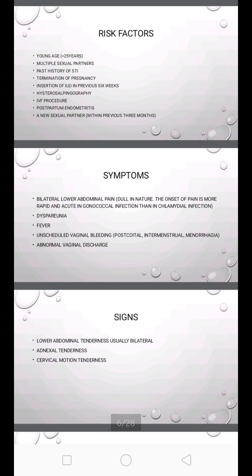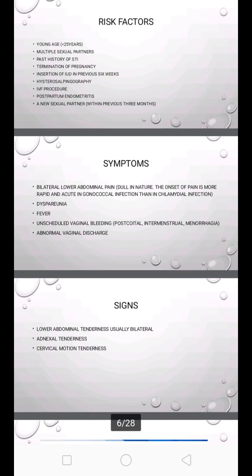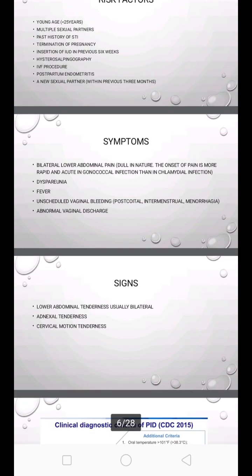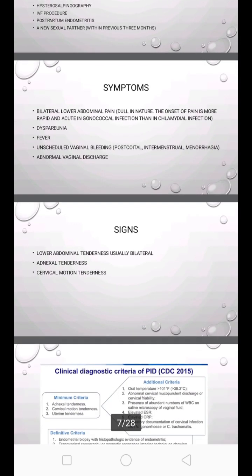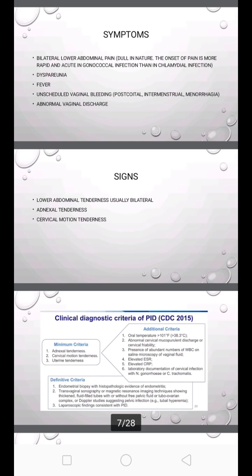These are the symptoms with which patients present with PID. Bilateral lower abdominal pain, which is dull in nature. The onset of the pain is more rapid and acute in gonococcal infection than in chlamydial infection. Dyspareunia, which is deep, fever, and unscheduled vaginal bleeding. It may be postcoital, intermenstrual, or menorrhagia. Abnormal vaginal discharge.